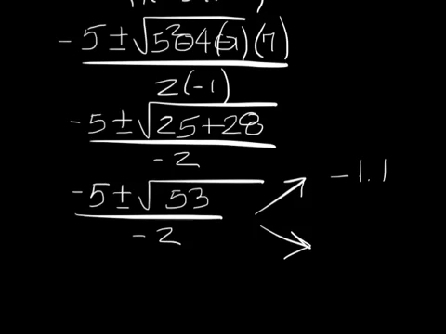The next one is negative 5 minus the square root of 53, and then divide by negative 2, round to the tenths place and get what? 6.1. Okay, so those are the zeros. We don't change the sign on these, right?